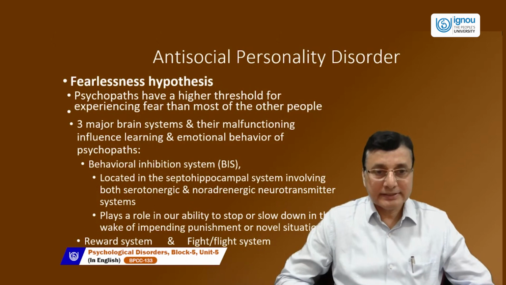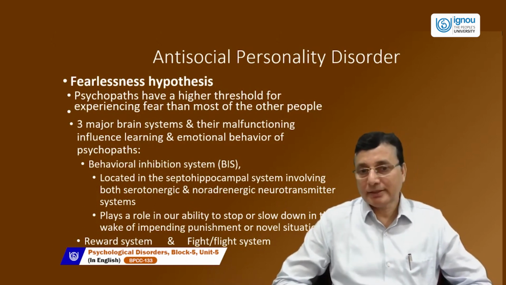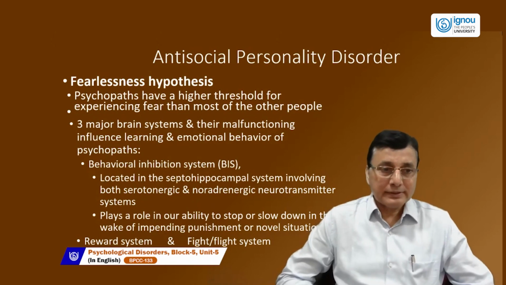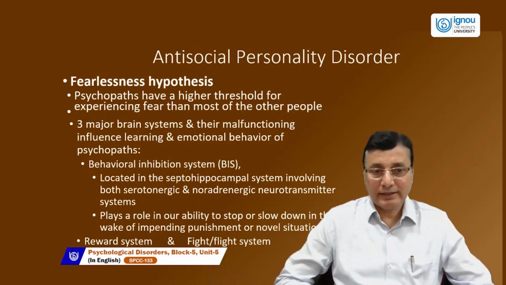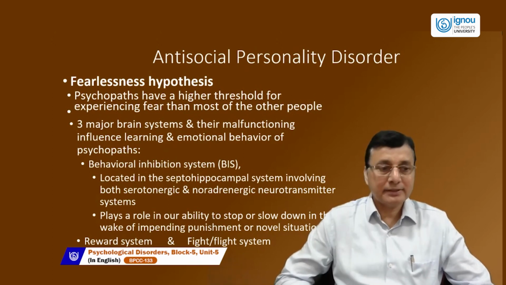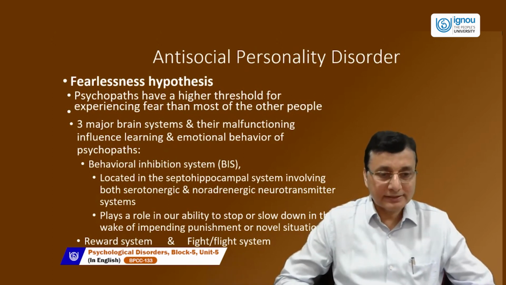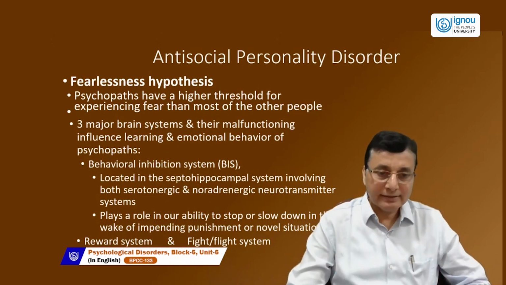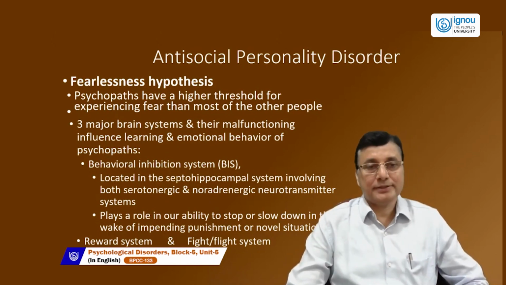So the behavioral inhibition system, located in the septohippocampal system, involving both serotonergic and noradrenergic neurotransmitter systems, plays a role in our ability to stop or slow down in the wake of impending punishment or novel situations. So the first one is the behavioral inhibition system, the second one is the reward system, and the third one is the fight and flight system.